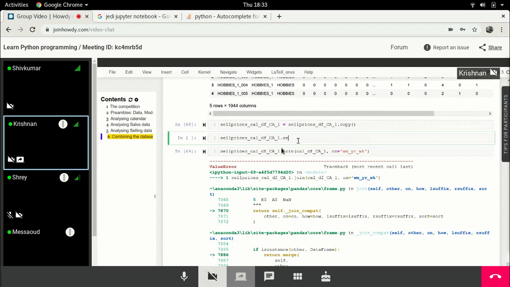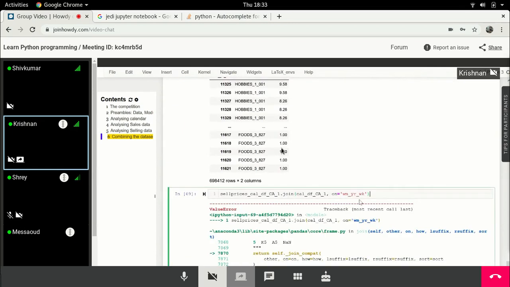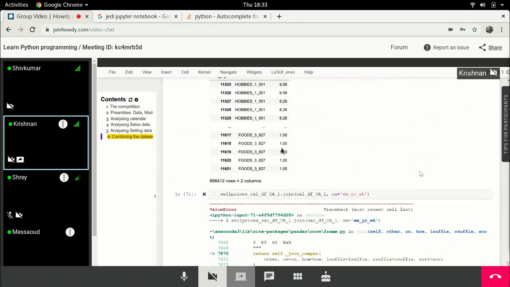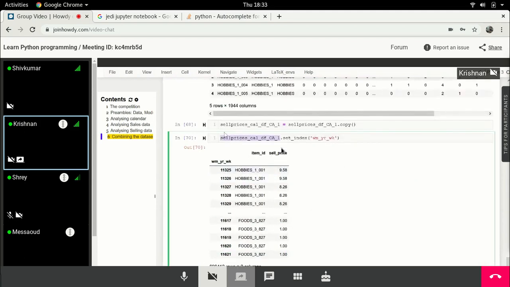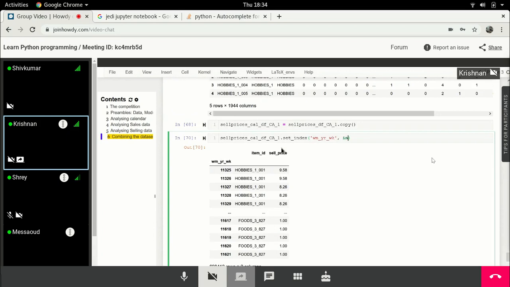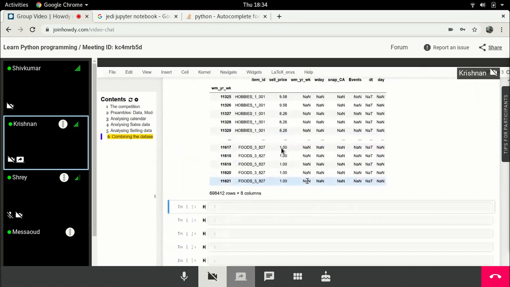Okay, fine. We'll do set index. I would recommend the new one that we have created. So WMYRWK. Now try the same thing again. Just check if it has happened in place or if it returned a copy. Okay, just do inplace equal to true. Now it's okay. Try it out. Yes, now the join works.